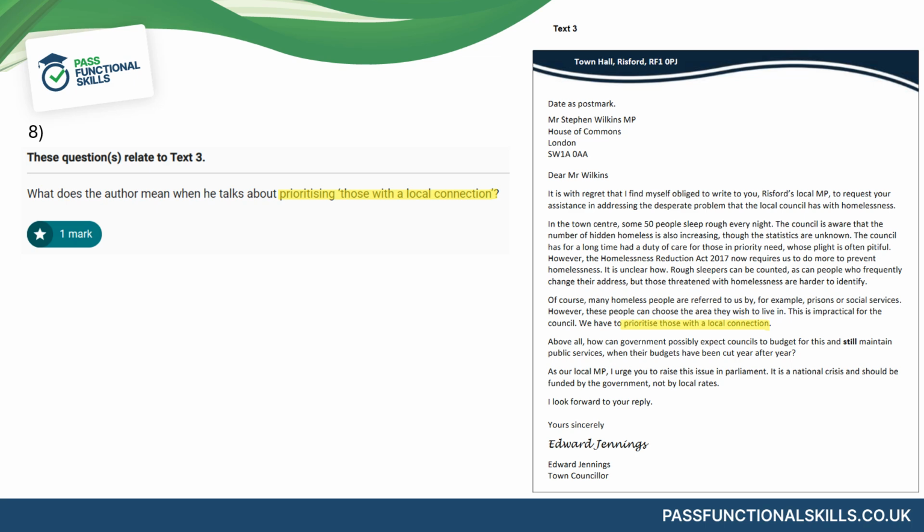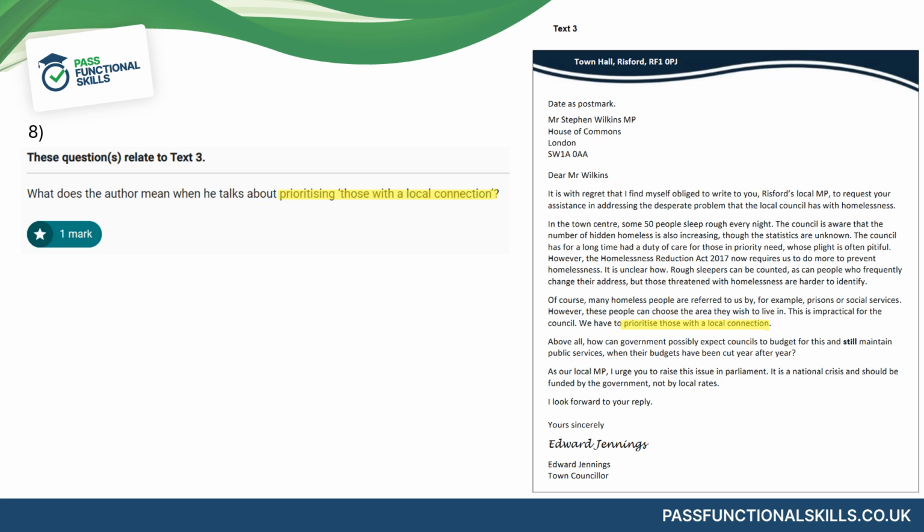Okay, so what the author is saying here is that homeless people are able to choose the area that they wish to live in, which is not particularly realistic or helpful for the council because they have to put people first with a local connection. So we have to work out what that phrase local connection means.